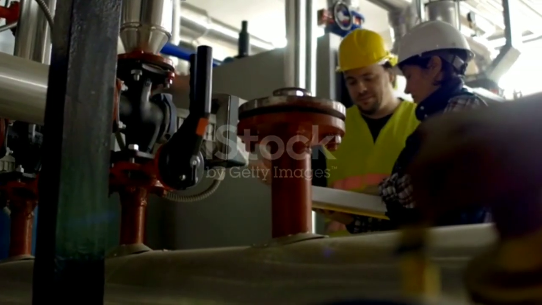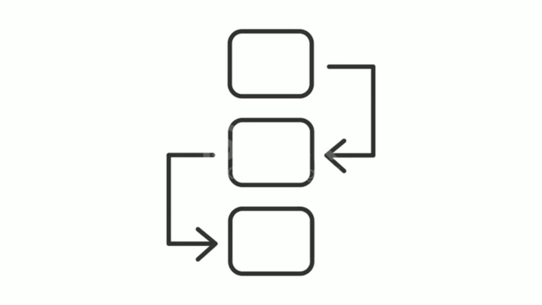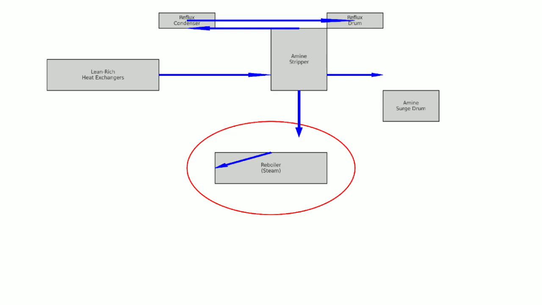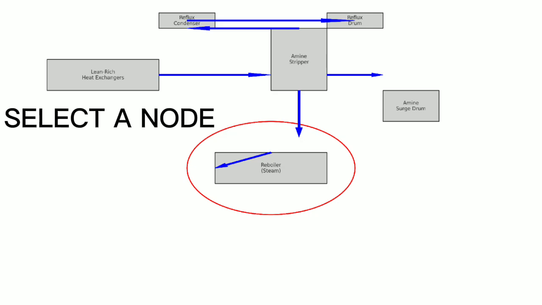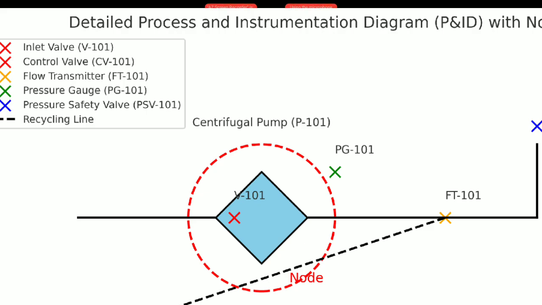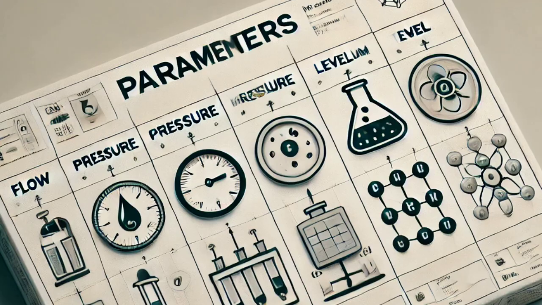How to use these guide words in a HAZOP study? Let's break it down into steps. Select a node. First of all, we will select a node. Choose the section of your system you want to analyze, such as a heat exchanger or a pump or a stripper or an absorber. Identify parameters. Pinpoint the parameters like flow, pressure, or temperature.